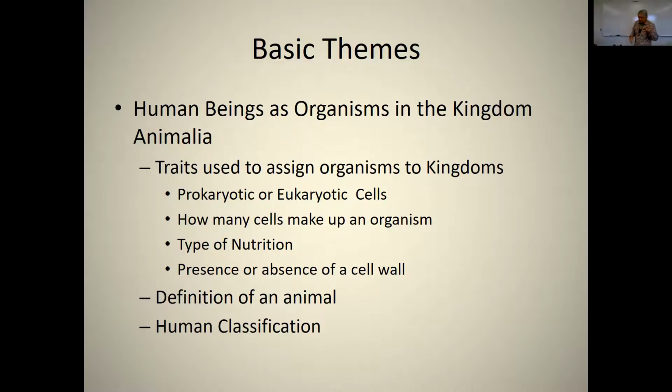And then finally, presence or absence of a cell wall. All cells have a cell membrane that surrounds the cell, composed of phospholipids and, in animal cases, cholesterol. But most organisms also have a cell wall. Their cells have a cell wall. It's a rigid barrier of some type of carbohydrate. In plants, it's cellulose. In fungi, it's chitin. In bacteria, it's peptidoglycan.